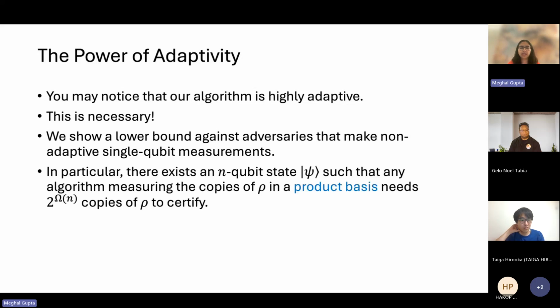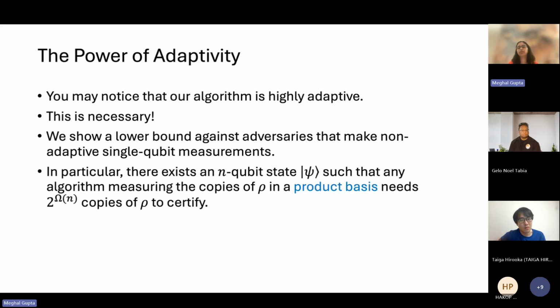In particular, we find an n-qubit state psi such that any algorithm that measures copies of rho in a product basis will need exponentially many copies of rho to certify whether or not it's equal to psi. So the adaptivity is necessary.